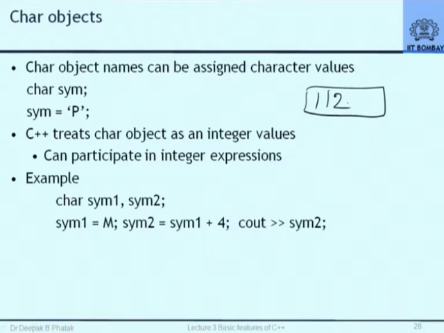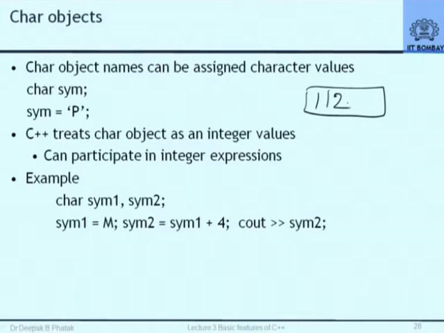Now, here is the beauty. C++ treats every character object as if it's a numerical integer value. Because it is actually. What is being stored in that one byte is an unsigned integer, 0 to 255. Consequently, C++ permits char objects to participate in numerical computations. You can add something to it, multiply it by somebody, whatever. Of course, multiplying the value of P by 27 will yield meaningless results. But something meaningful can be done.